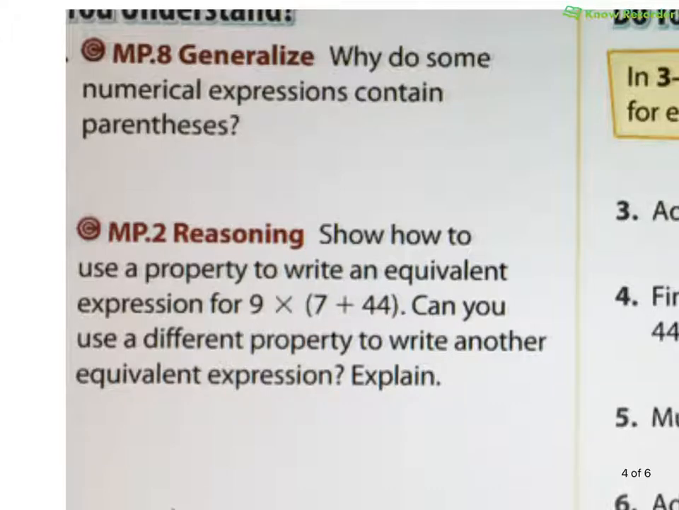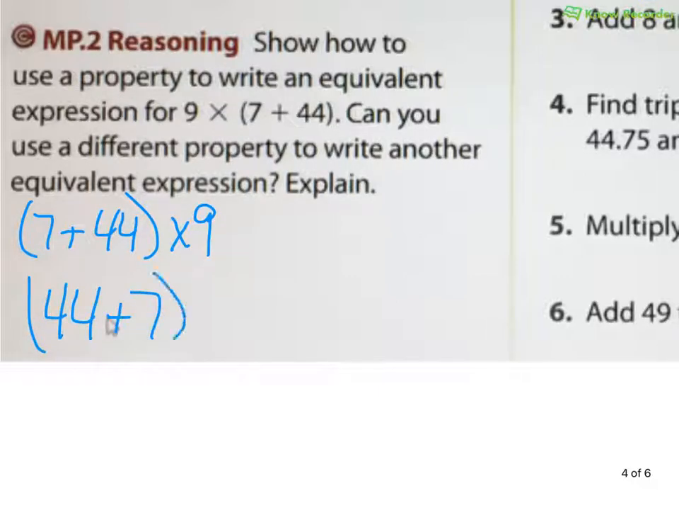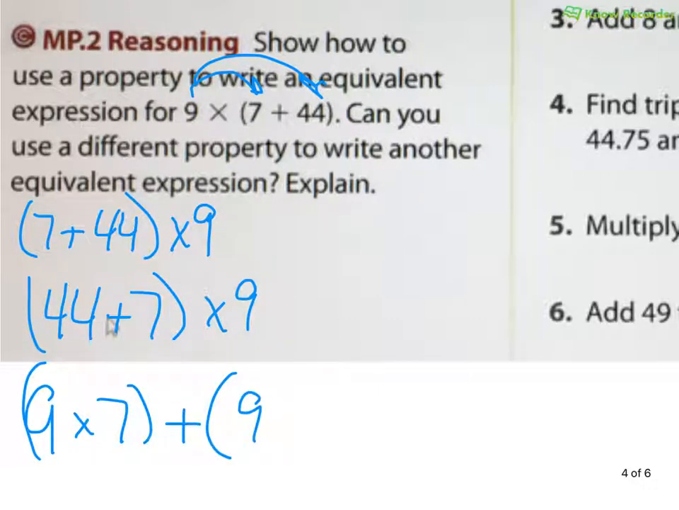Show how to use a property to write an equivalent expression for that. I love this question. So, one thing we fooled around with in class was, all right, well, let's just do this. Right? Commutative property. Or, how about this? Commutative property, right? And then I got fancy on you, and about 3 other kids got this as well. We did the distributive property, because all this is saying is 9 times whatever this total is, which is really 9 times 7 plus 9 times 44. So you could have done this, and then combine them. Totally valid.